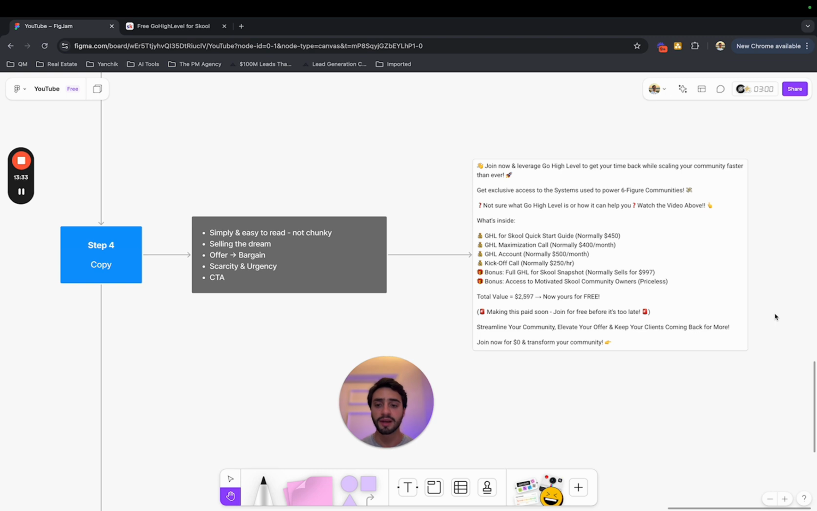And lastly, make sure to include a call to action. Make it easy, make it simple, and make it absolutely clear. At the end of the day, if you don't end up telling people what to do, people either won't know what to do or people will not do it. So tell them what to do and give them a reason to do it. In my case, I'm saying join now for $0 and transform your community. So not only am I telling them what to do, I'm telling them why they should do it, and then I have a finger pointing at where they can do it.